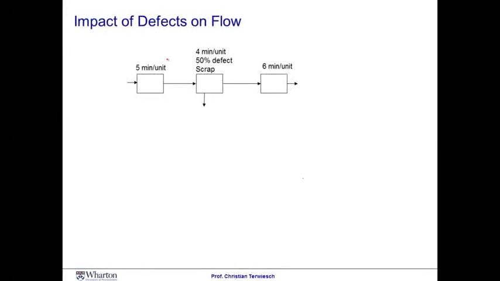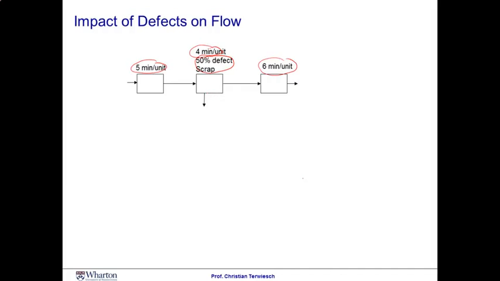Let's ignore the effects of variability for a moment and turn our attention to the following process. It's a three-step process with processing times being 5 minutes at the first resource, 4 minutes at the second, and 6 minutes at the third. Where is the bottleneck? Assuming though that there is a defect probability of 50% at the second resource. With a 50% probability, the flow unit following the work at step 2 has to be scrapped.